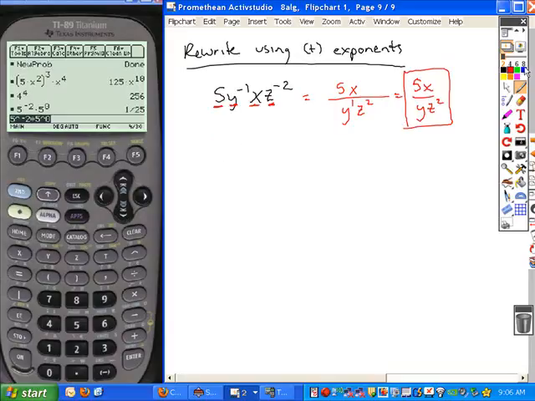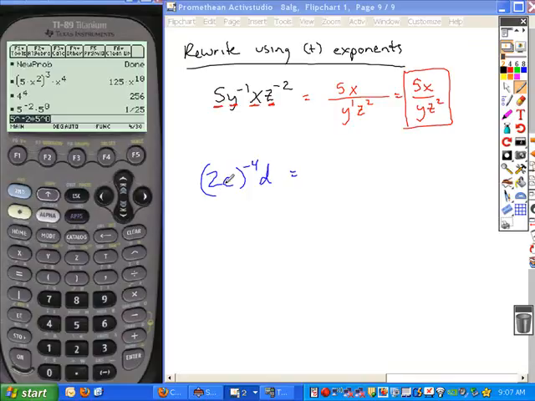Okay, try this one on your own. So once again, this is going to incorporate some of the rules from yesterday. Here we have a product with a power applying to that product. So we take the power of the product rule, and this power of negative 4 is going to apply to both the 2 and the c. So we have 2 to the negative 4, c to the negative 4, and d. So all I've done here is I've gotten rid of the parentheses or grouping symbols, which is the first step in order of operations. Okay.